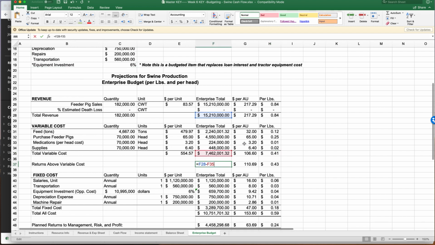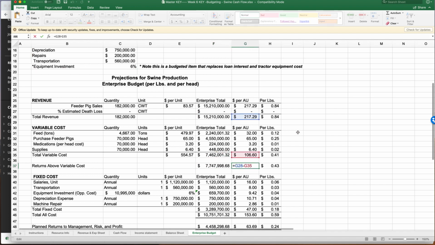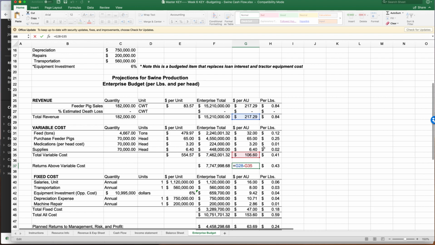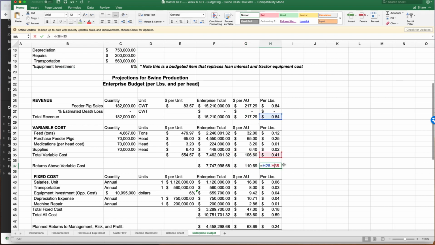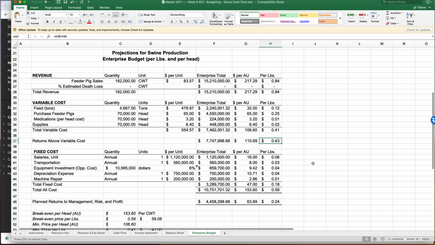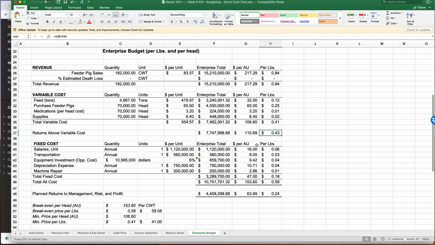All right, so now we've got returns above variable cost. That's just a simple formula that takes our revenue minus our variable cost, kind of like that gross margin, get the number there. Once again, take what that number is and add those two together, and then same thing on pounds. So it looks like when we're feeding hogs, we're getting $110 back per animal unit in profit above variable cost, or 43 cents a pound. So really we're spending 41 and getting 84. We're doubling our money here on the per pound value and the per head value.